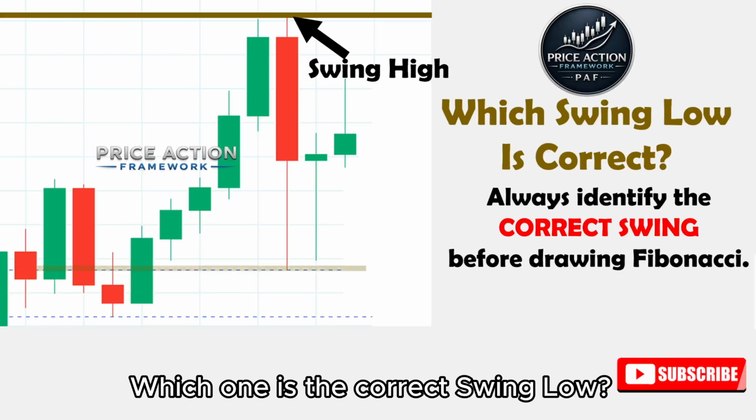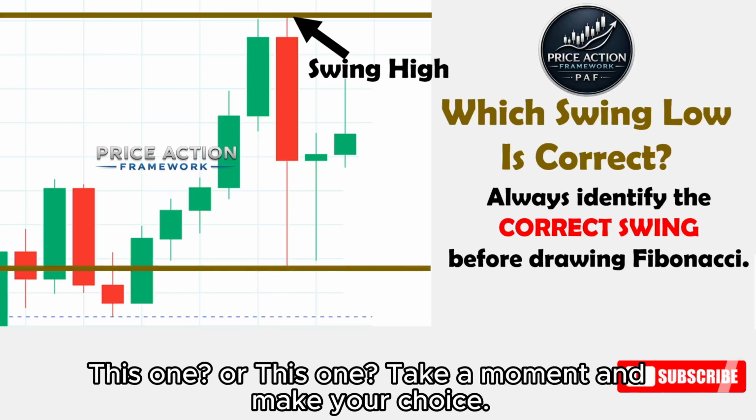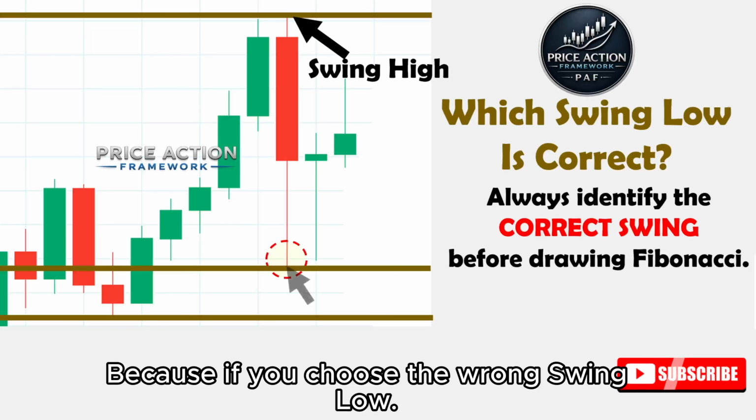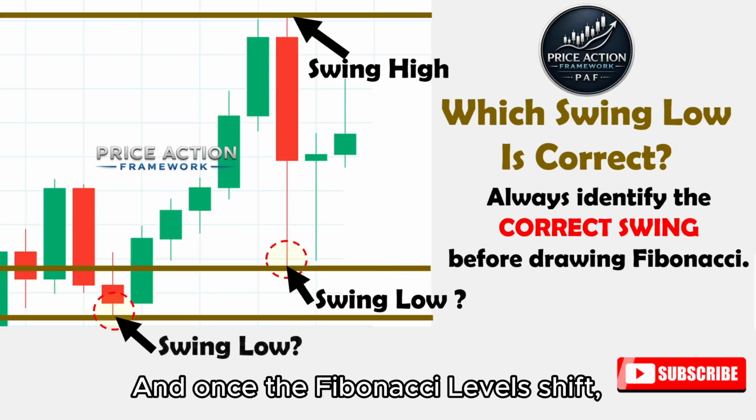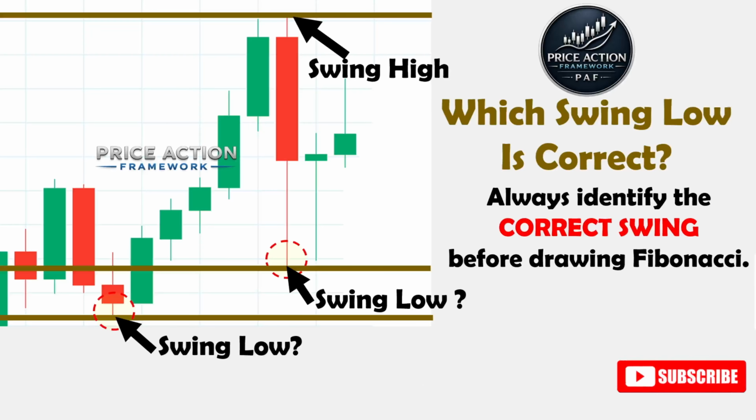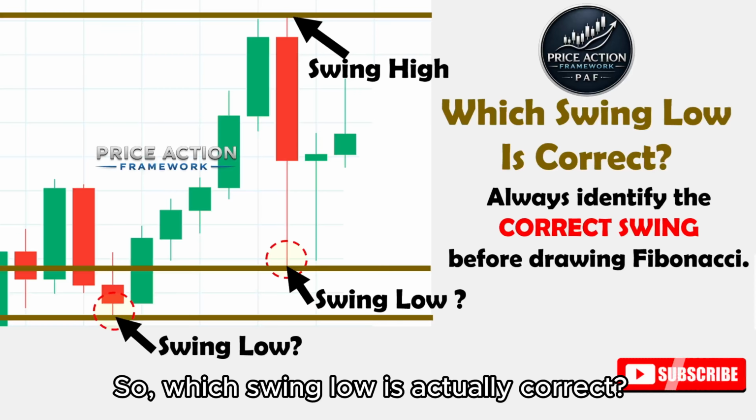Which one is the correct swing low? This one or this one? Take a moment and make your choice. Because if you choose the wrong swing low, every Fibonacci level will be wrong, and once the Fibonacci levels shift, your entire analysis changes. So, which swing low is actually correct?